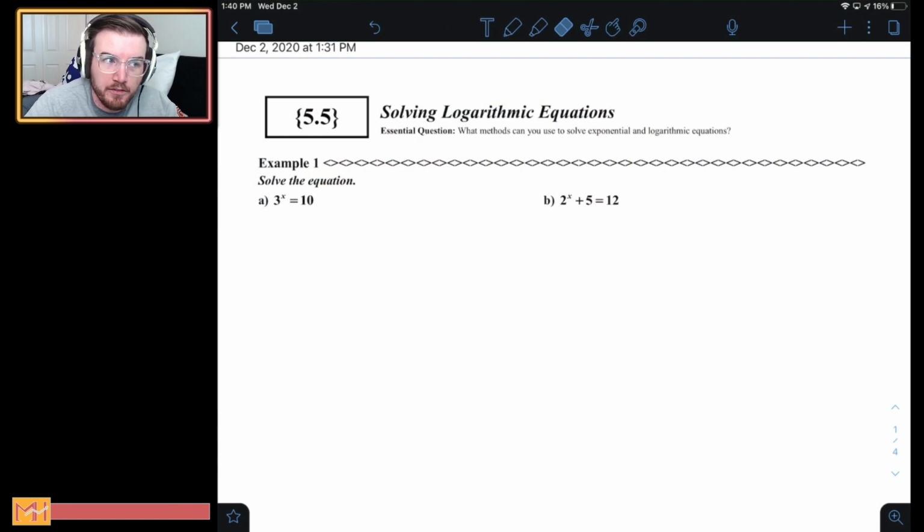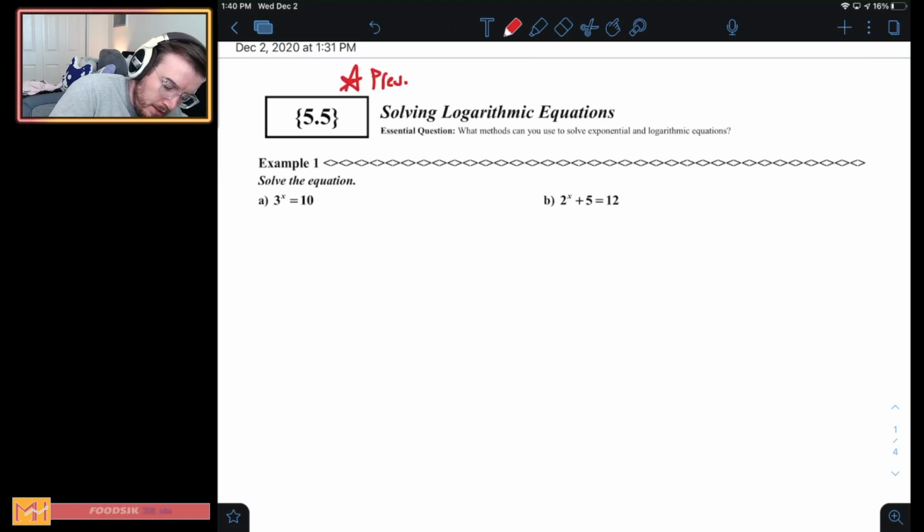This is our last lesson of the semester. We're looking at lesson 5.5, solving logarithmic equations. Might not be the last video of the semester, might make some review videos. We'll see what happens, but definitely our last lesson of the semester, and then we're looking at final exam review from here on out. To start us off, let me do a little bit of a throwback here with some previous knowledge that we need to remember.